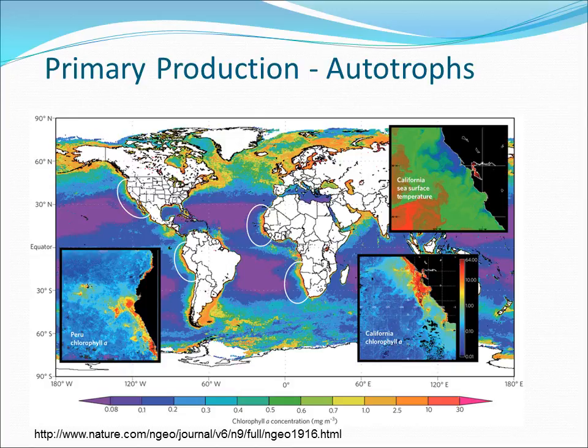Primary production on the inner shelf can be 60% higher than on the outer shelf, and it can be 270% higher than in the open ocean. Secondary production is similar. It's 60% higher on the inner shelf than the outer, and 260% higher on the inner shelf than the open ocean.